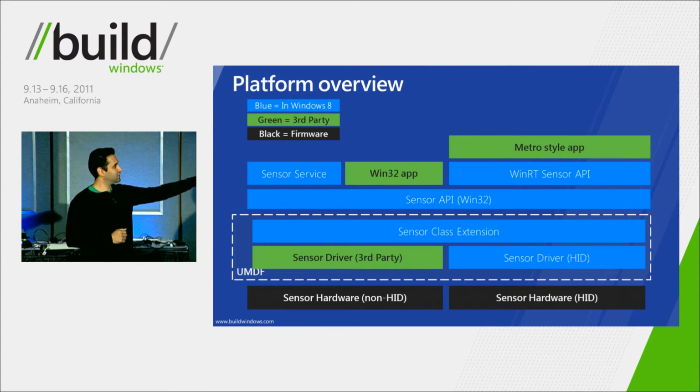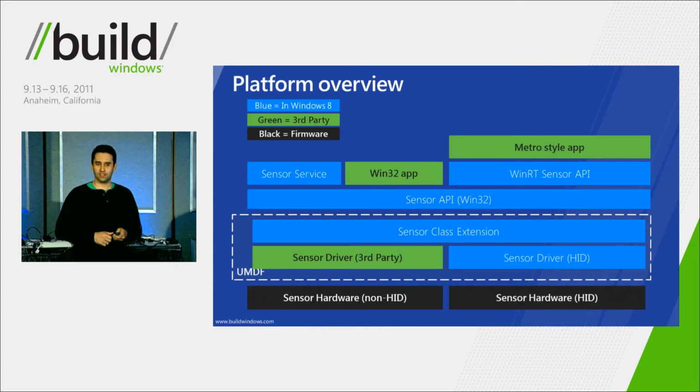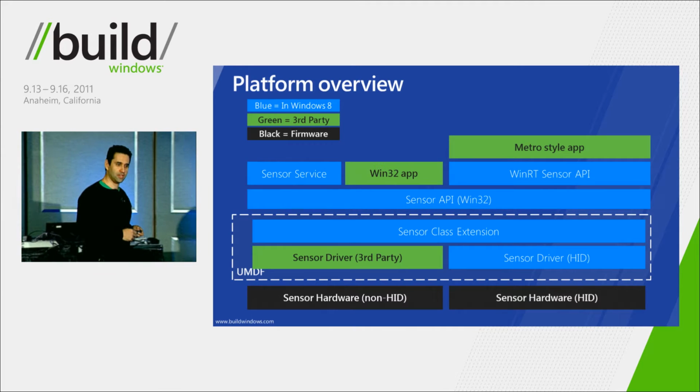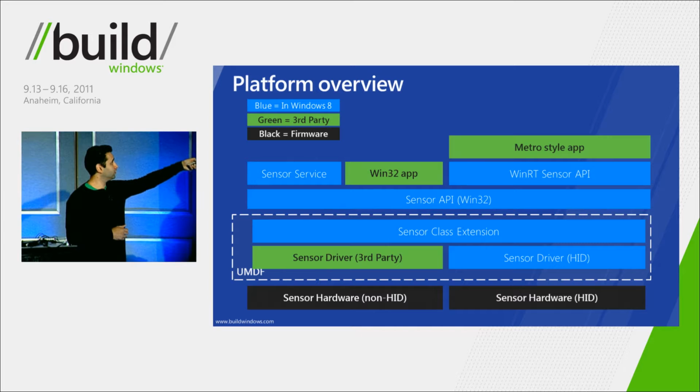The runtime APIs simply build on top of the regular Win32 API set. You have seen some of these APIs with Windows 7. We've gone ahead and extended those APIs for the new sensor categories also for Windows 8. And that is why you can go ahead and build a regular application on top of the same API set.